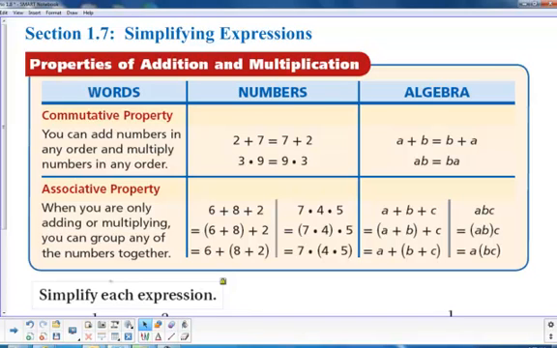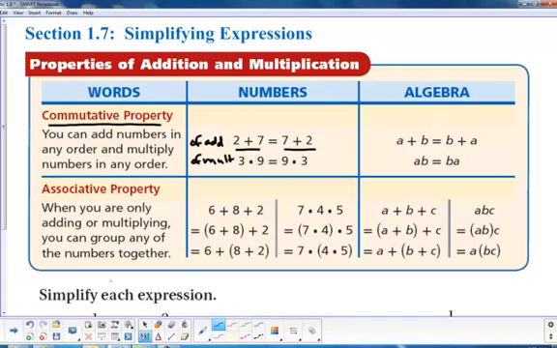All right, properties of addition and multiplication. We've got something called the commutative property. I like to think of a commuter train. If you commute to work, let's say you work in Traverse City, you would drive from here to Traverse City, and then you would drive from Traverse City home. So 2 plus 7 is the same exact thing as 7 plus 2. You could have commutative of addition or commutative of multiplication. So multiplication would be 3 times 9 is 9 times 3.